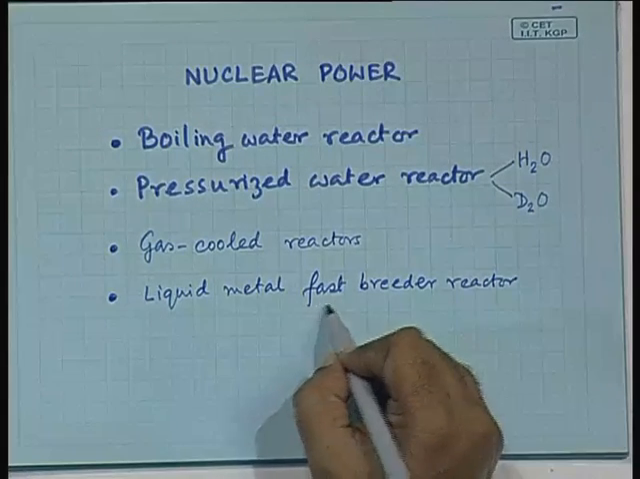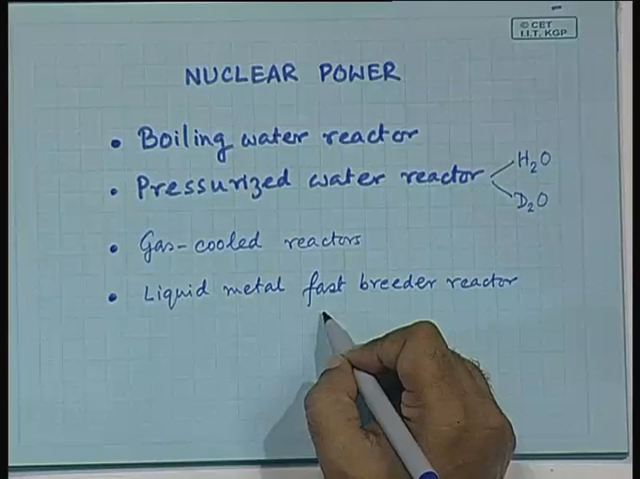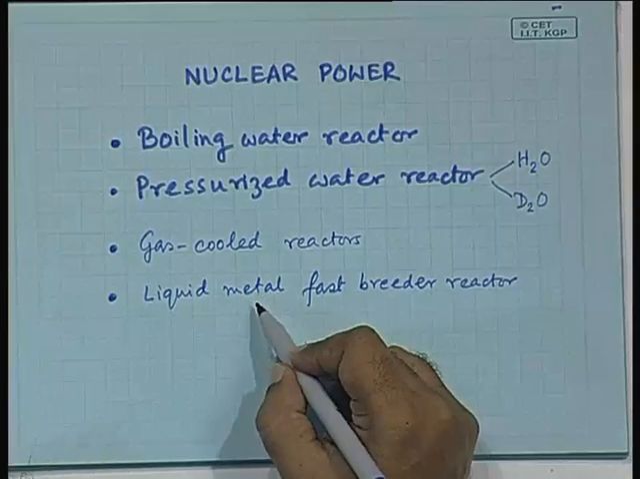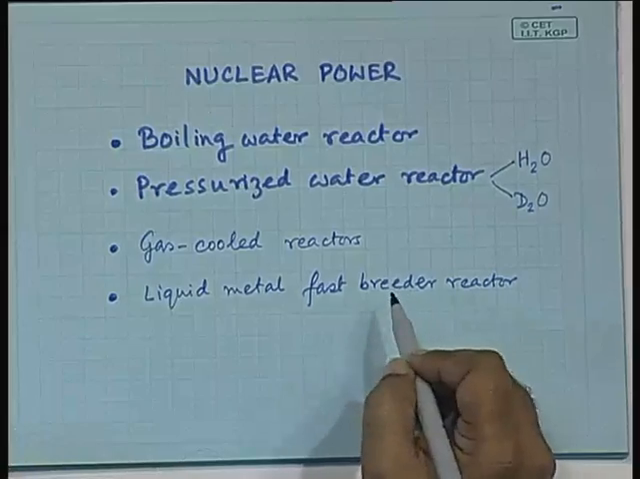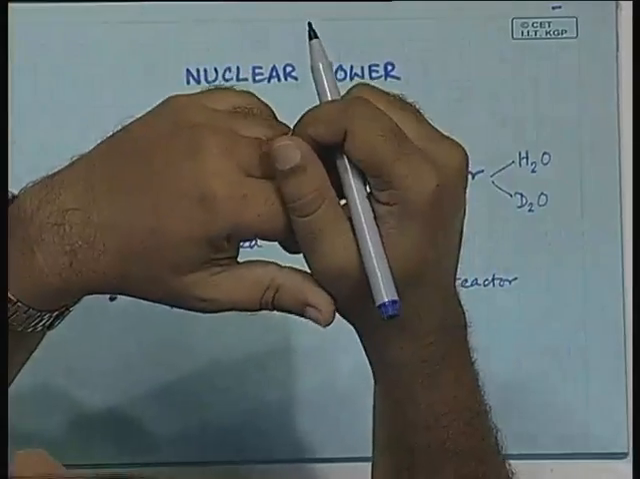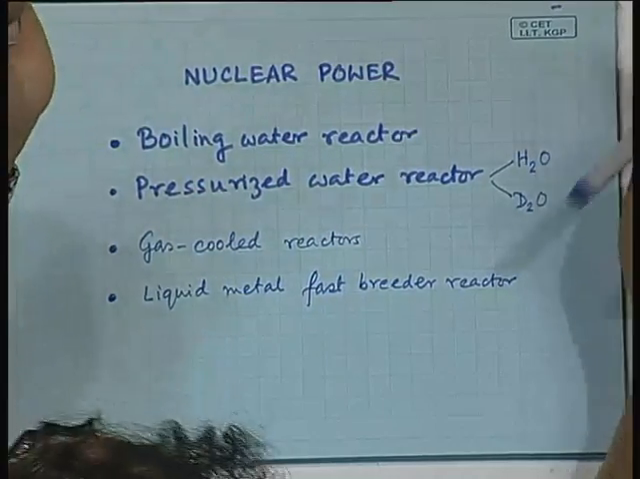Why this word fast? What is the meaning of that? The neutrons are fast, they are not slowed down. So, here you have the liquid metal as the coolant, no moderator, and the purpose is both to generate electrical power as well as to breed more fuel for future reactors, and for that you need fast neutrons.